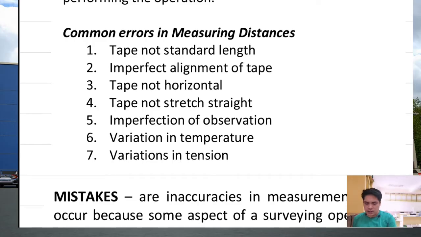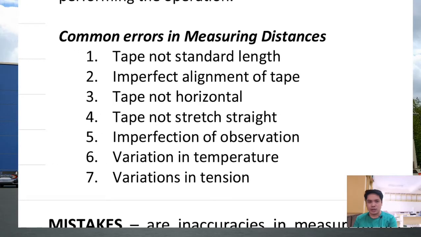So the common errors in measuring distances are, let's enumerate this. Number 1, tape not standard length. Okay, so yung sinabi ko kanina, it could be too long or too short. So pwedeng too stretched yung tape mo, or in some situations na condense or na contract siya konti, or your tape is too short. Number 2, imperfect alignment of tape. So ano ibig sabihin nito?